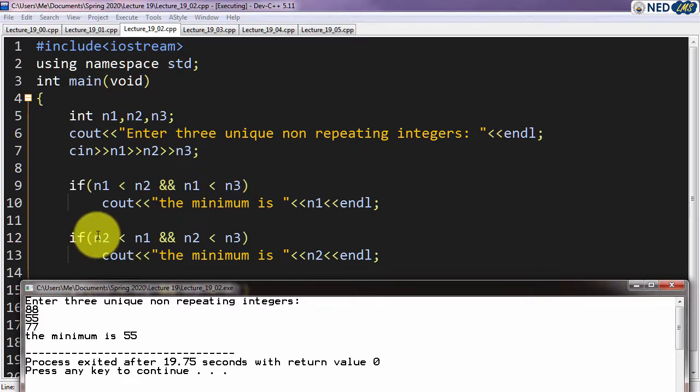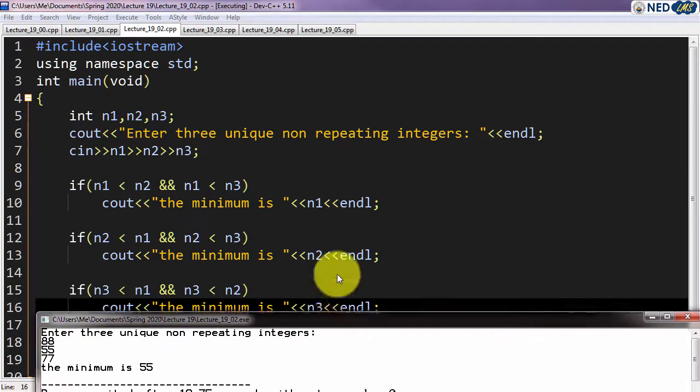So if this condition is false, this statement did not run. So let's go to the other. n2 is less than n1, 55 is less than 88, that's true, and n2 is less than n3, 55 is less than 77. So this condition is true. That means this statement actually ran, and it says that the minimum is 55, which was n2.